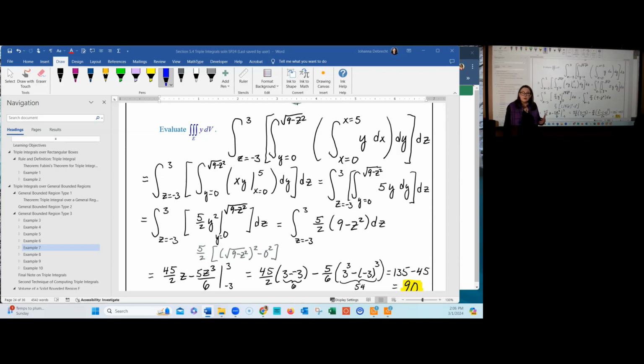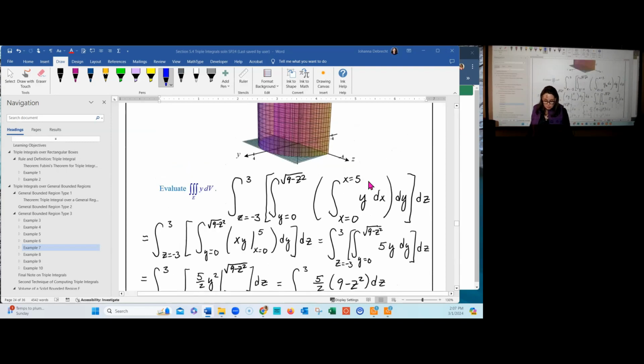Now, is there another way that we could have set this up while still treating it as a type 2, where the projection is into the YZ plane? And the answer is yes. I have this set up here as first with respect to x, then y, then z. To treat it still as a type 2, I still need to go with respect to x first, but I could change the order of integration of the outer two. In order to do that, I have to write z as a function of y.